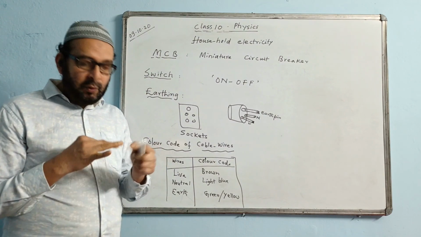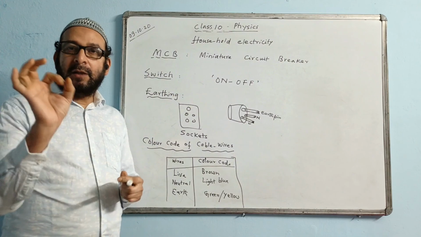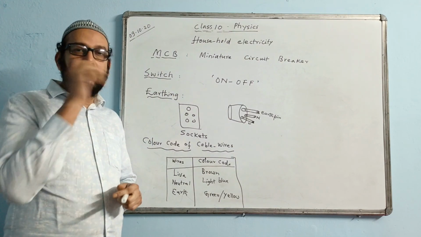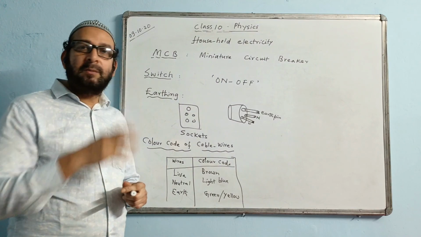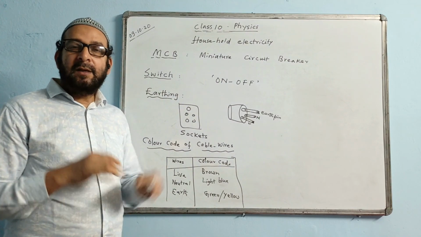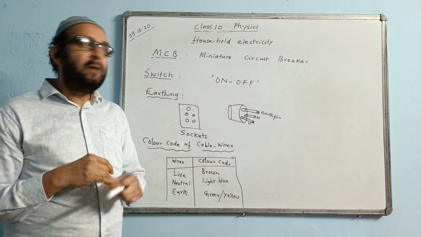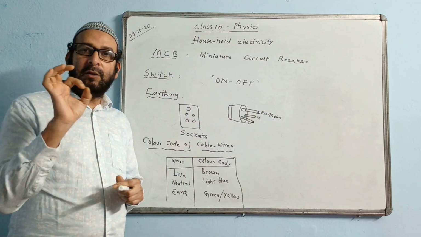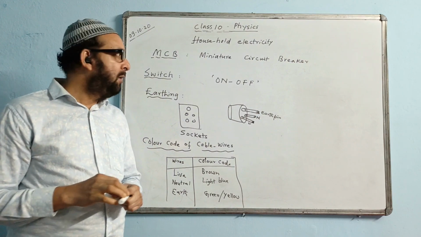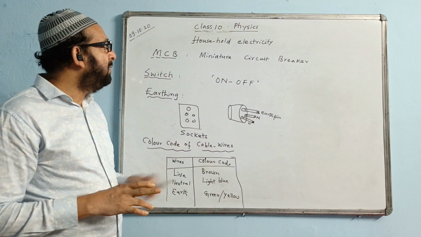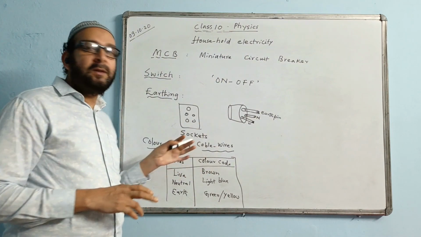The potential of the neutral and the earth wire is 0. Which two wires have 0 potential between the poles or during the transmission of electricity? We say neutral and the earth wire will be at the same potential. And what will be their potential? 0 volt. So you can note it down.